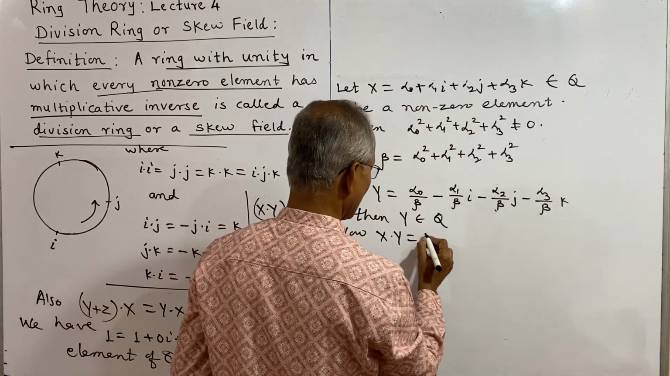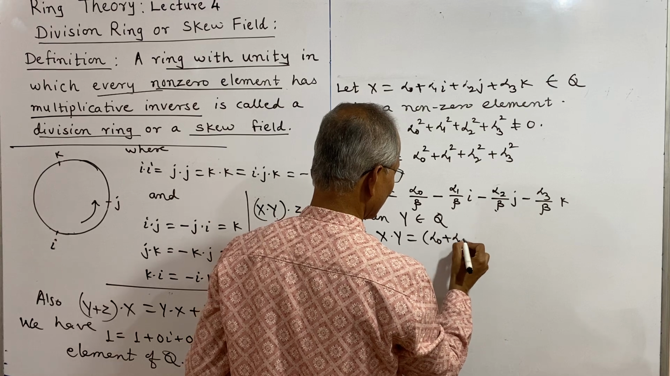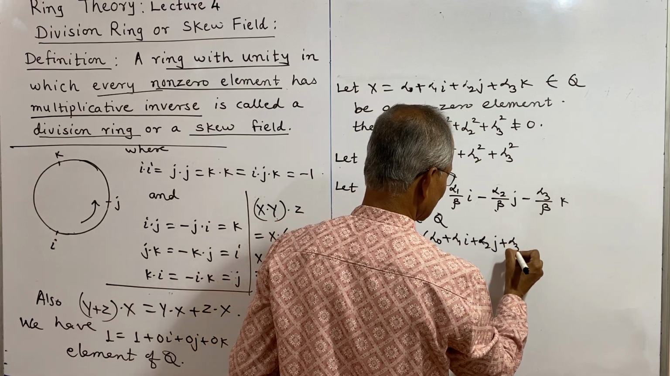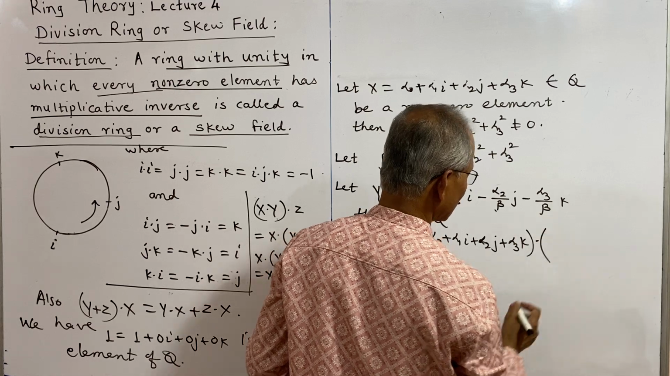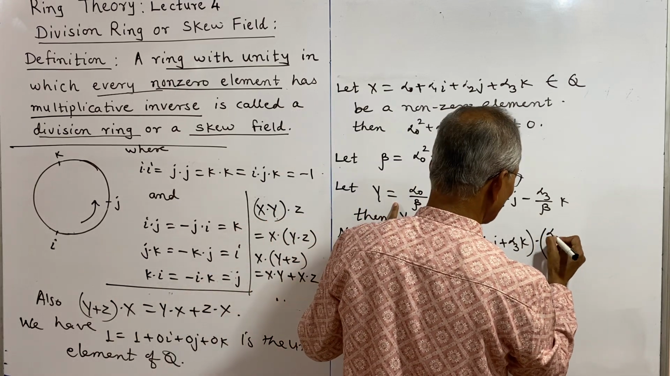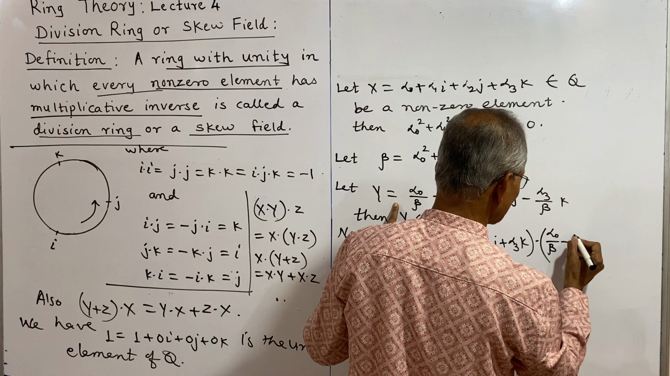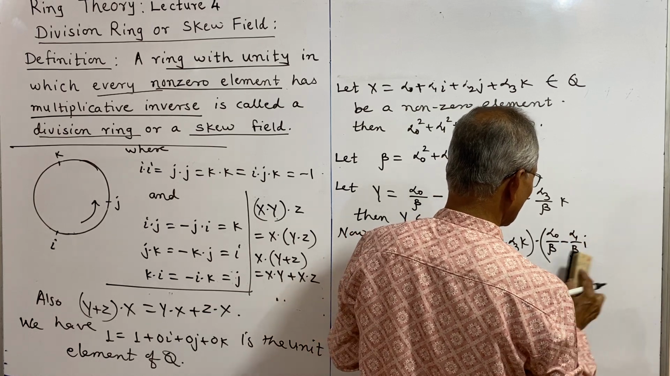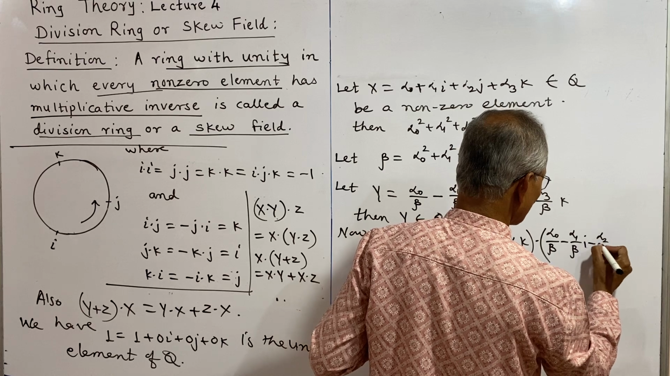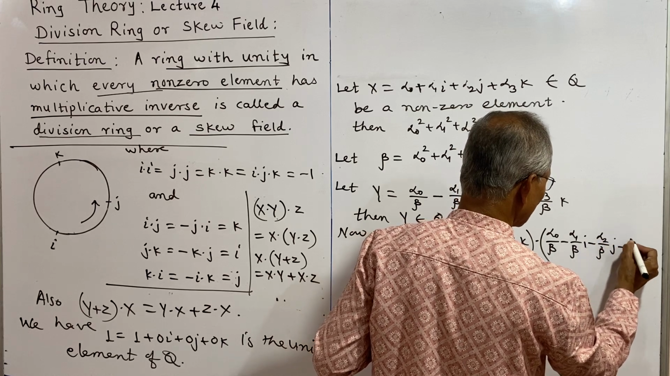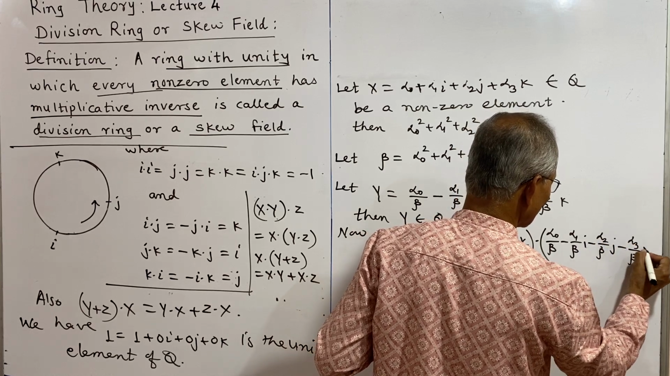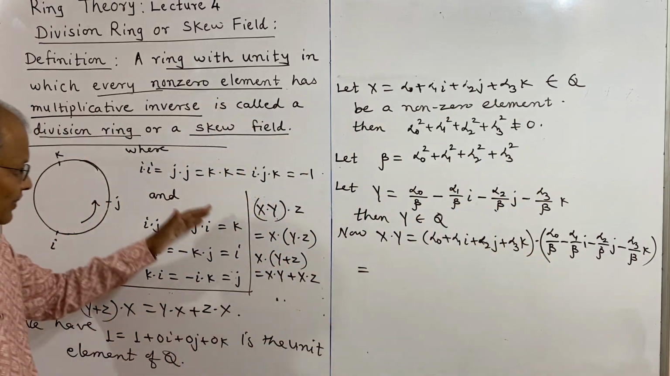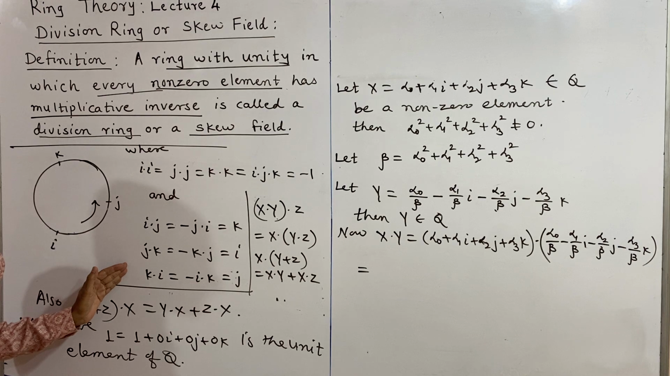X is alpha naught plus alpha 1 i, alpha 2 j plus alpha 3 k, and this is y: alpha naught divided by beta minus alpha 1 divided by beta into i, minus alpha 2 divided by beta into j, minus alpha 3 divided by beta into k, and their product is defined just as earlier. We have done x into y.